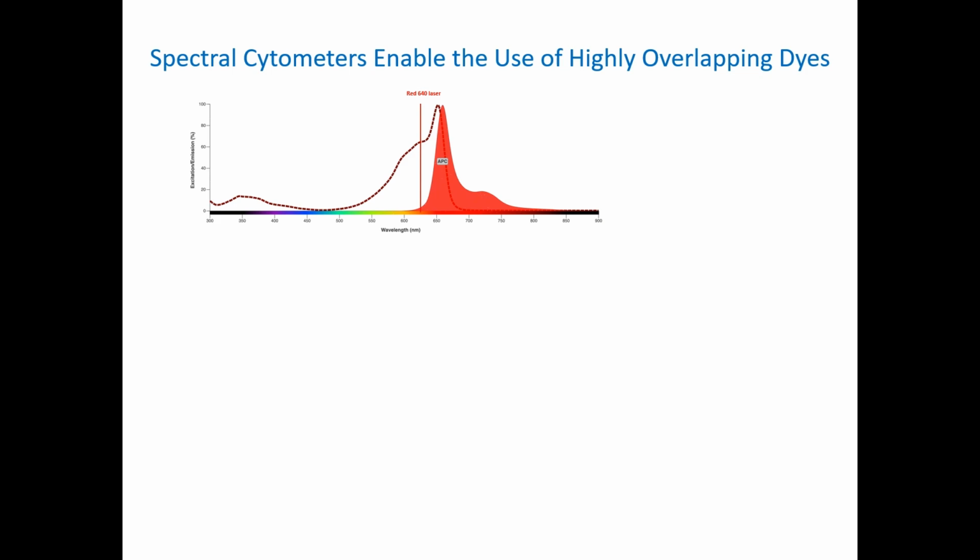We spoke earlier about choosing fluorochromes whose emission spectra do not significantly overlap. The spectral cytometers, however, do allow us to use many fluorochromes that highly overlap and which would not be distinguishable by conventional flow cytometry. Here we have 2 fluorochromes, APC and Alexa 647. On a conventional cytometer, they're excited by the red 640 laser, and as you can see here, both emit in the red around 660 with highly overlapping emission curves, so they can't be distinguished from each other.